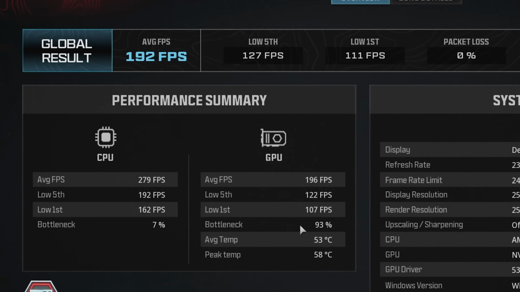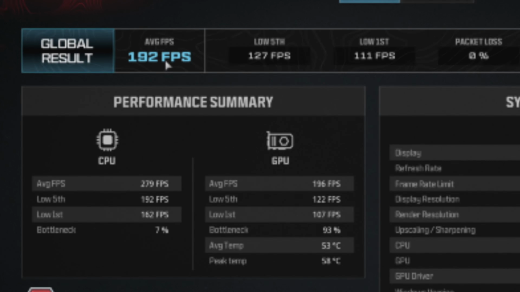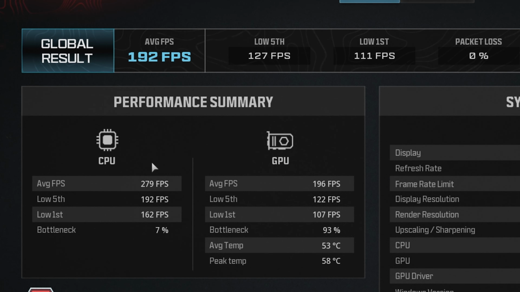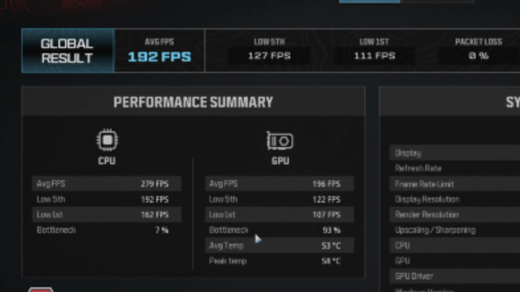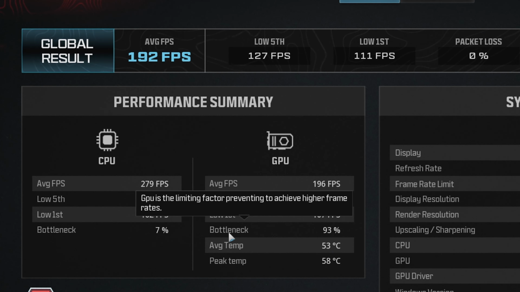Now, if you look here, these numbers are probably the most important along with these here. It's not only about this average FPS that everybody looks at, it's about more than that. So what am I looking at here, Krenu? You're looking at the bottleneck. It tells you what is holding you back. So it looks like my GPU is holding me back.